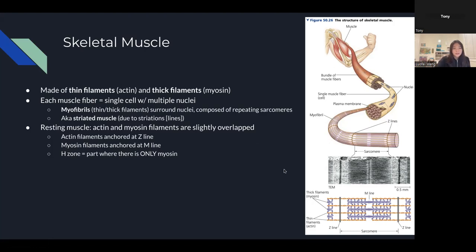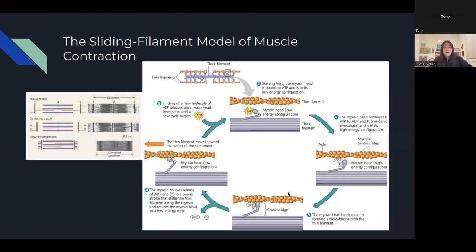In a resting muscle, the actin and myosin filaments are slightly overlapped. The thick myosin filaments are arranged in the middle, and the thin filaments are arranged on the outside. The actin filaments are anchored at the Z line, the myosin filaments are anchored at the M line, and the middle part is the H zone, which is the part where there is only myosin, no actin.